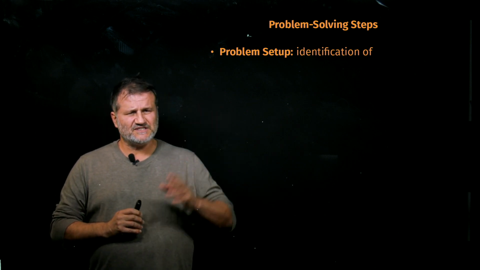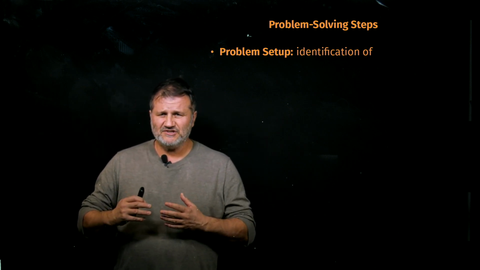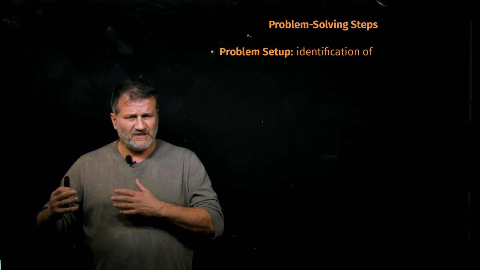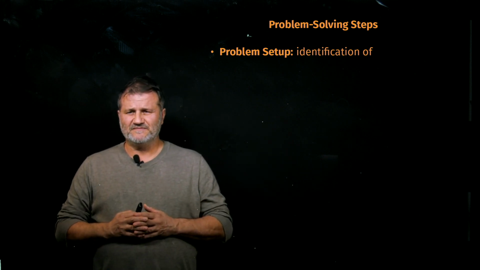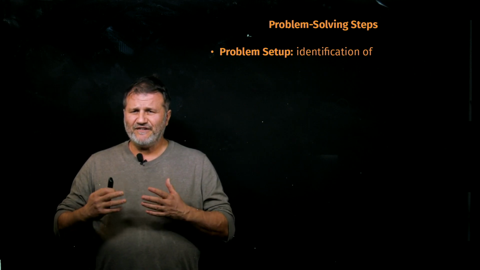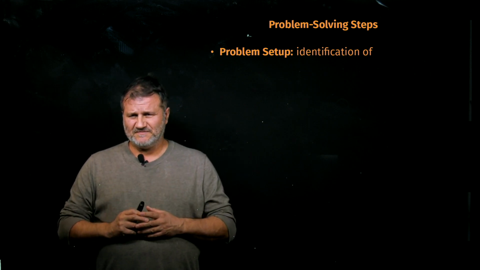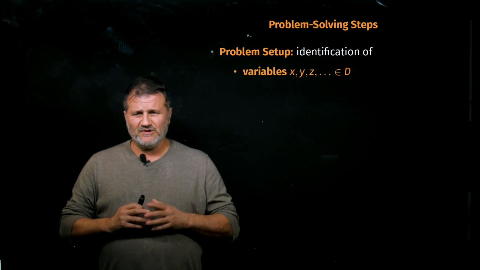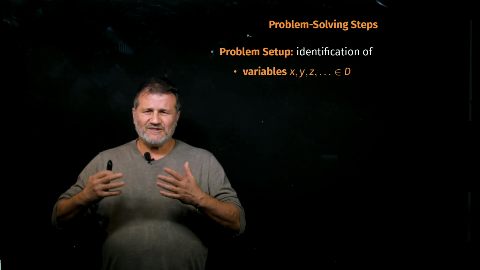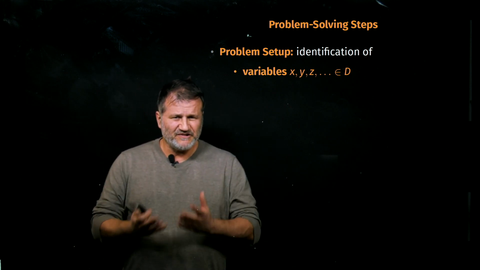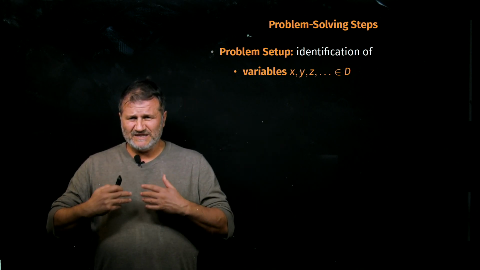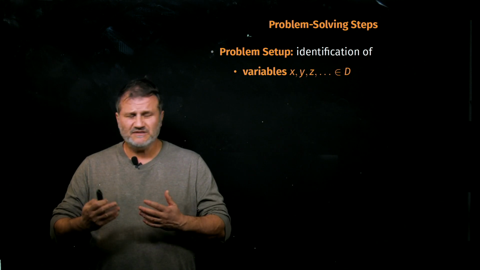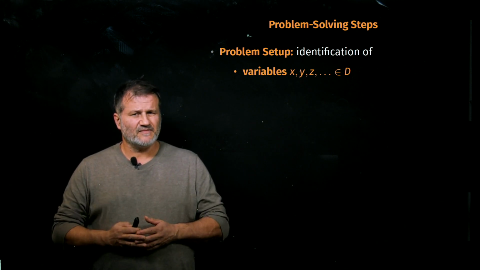First, the problem setup. This stage transitions from a descriptive formulation of the problem to its mathematical formulation. It involves identifying three key elements. First, the variables of the problem. These are quantities that are free to vary within a certain domain and are the variables for which we seek the optimal configuration or configurations.